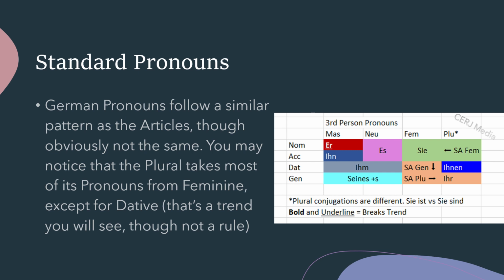So let's start off with the standard pronouns, aka the third-person pronouns. German pronouns follow a similar pattern as the articles, though obviously not the same. Obviously, we haven't gotten to the articles yet, but this is just to give you a general trend. You may notice that the plural takes most of its pronouns from feminine, except for dative. That's a trend you will see, though not a rule.